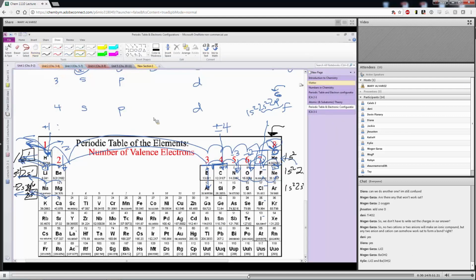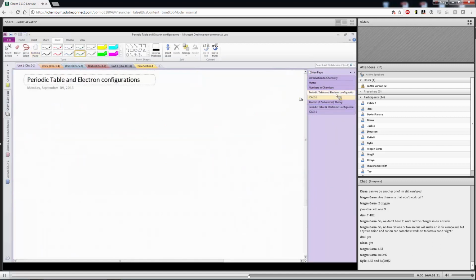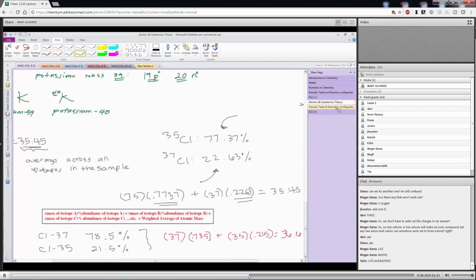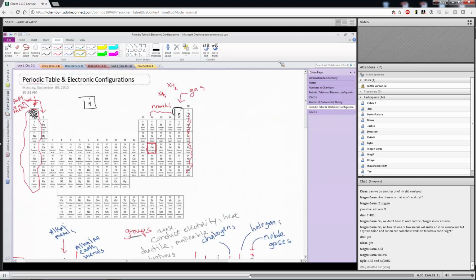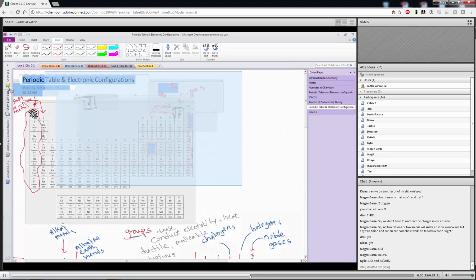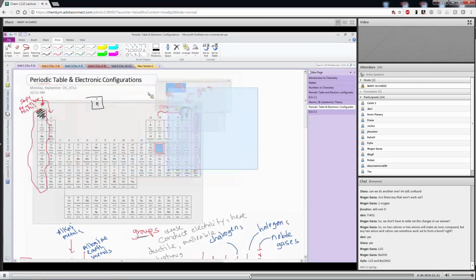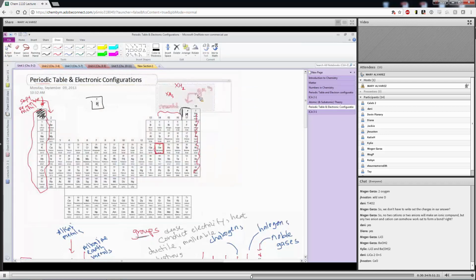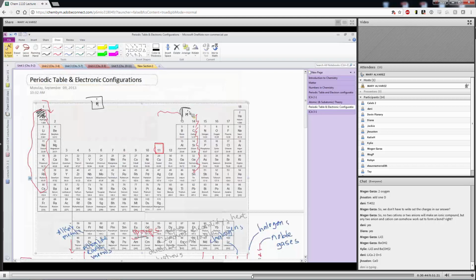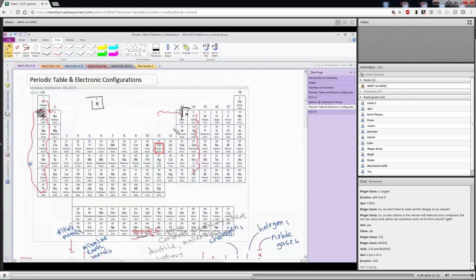Let's see. A periodic table. Here we go. Oh, I wanted to keep the periodic table. Just want to get rid of all this extraneous stuff. You can see. Where's calcium? Where's oxygen? What do they look like?